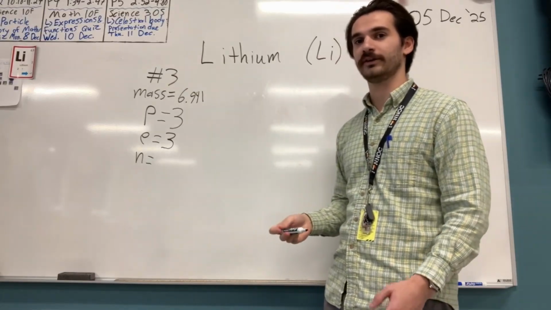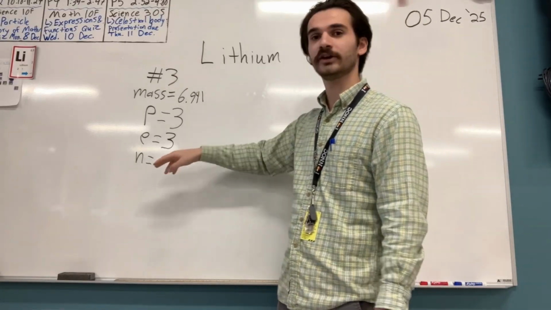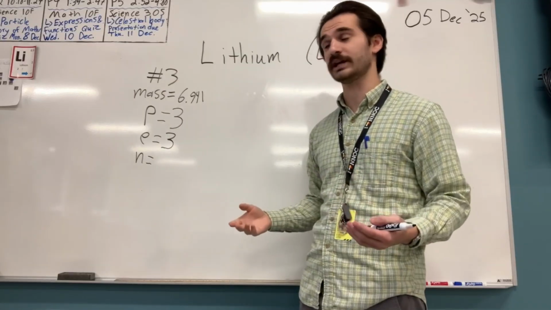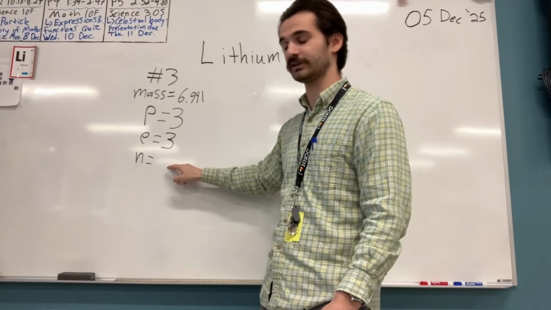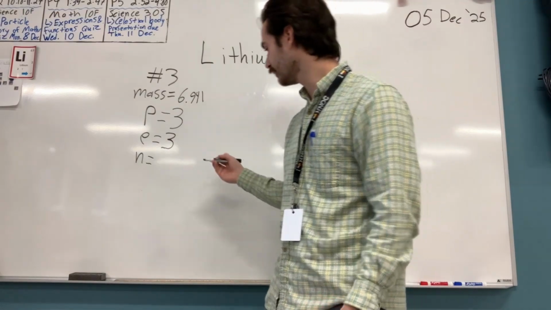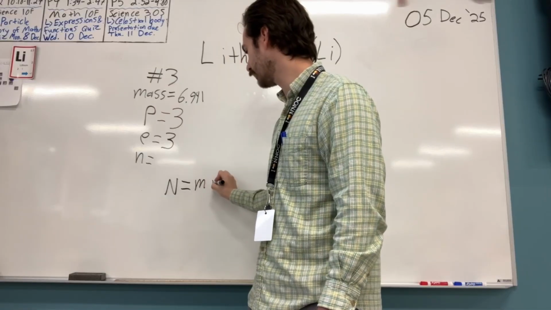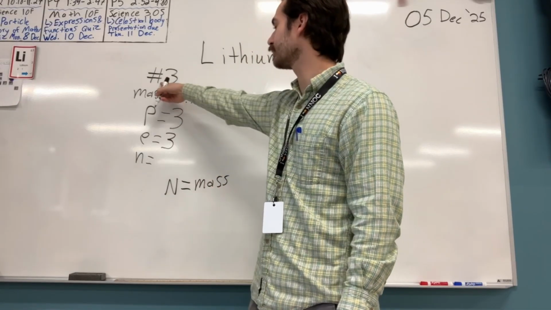Neutrons are the ones that trip people up, because neutrons could be any number. They might be 3, they might be 4, they might be 5, they might be 2, they could be anything. With neutrons, you actually have to calculate. Now your number of neutrons is always going to be your atomic mass that you got off the periodic table minus your atomic number.